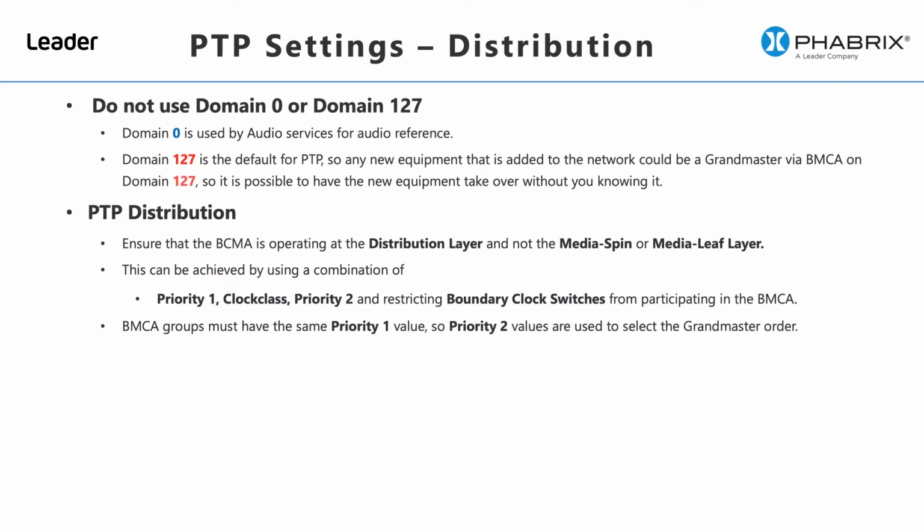So in summary, ensure that the best master clock algorithm is operating at the distribution layer and not at the media spine or media leaf layer. And this is achieved by using a combination of priority 1, clock class, and priority 2, and restricting boundary clock switches from participating in the best master clock algorithm. Best master clock algorithm groups must have the same priority 1 value, so priority 2 values are used to select the grandmaster order.